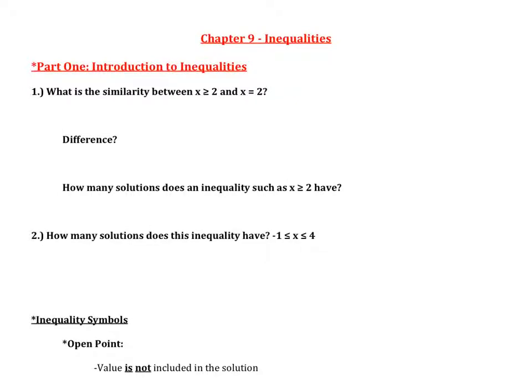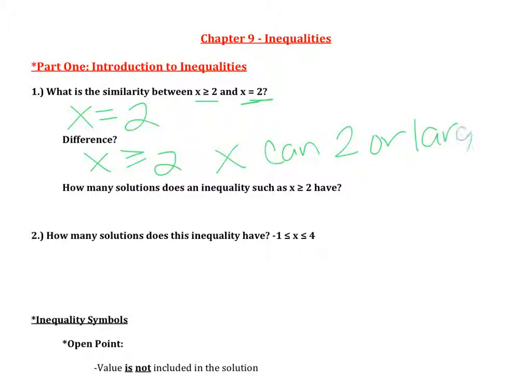In Chapter 9, Part 1, we are looking at an introduction to inequalities. So we are looking to see what is the similarity between x is greater than or equal to 2 and x equals 2. The similarity is that they are both equal to 2. The difference is that for x is greater than or equal to 2, x can be 2 or larger, where x equals 2 is just x equals 2.